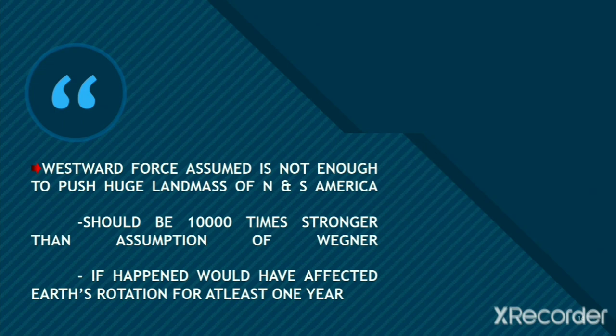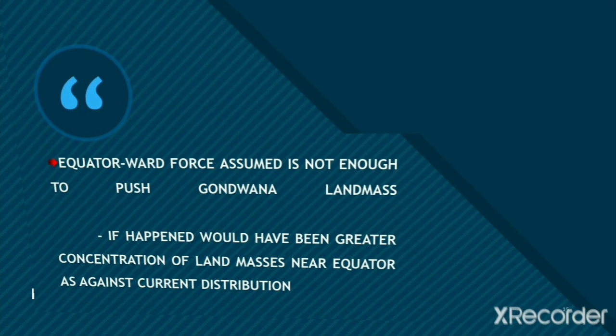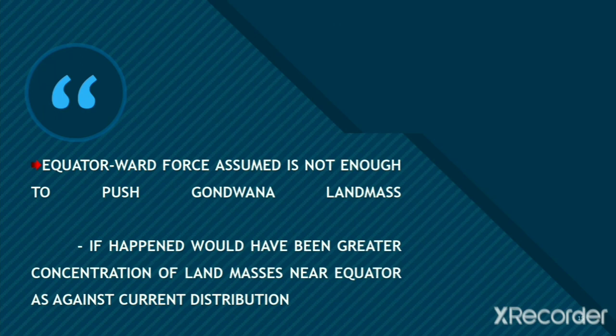Then it would have affected the rotation of the Earth and might have stopped the Earth's rotation for at least a year. The equatorward force assumed by Wegener is also not enough to push the continents. If we assume such a strong force, then there should have been a greater concentration of land in the equatorial region. But presently, the equatorial region has more oceanic area and lesser land area. An answer for this has been given by Wegener. He explained that we should not take the present-day equator.